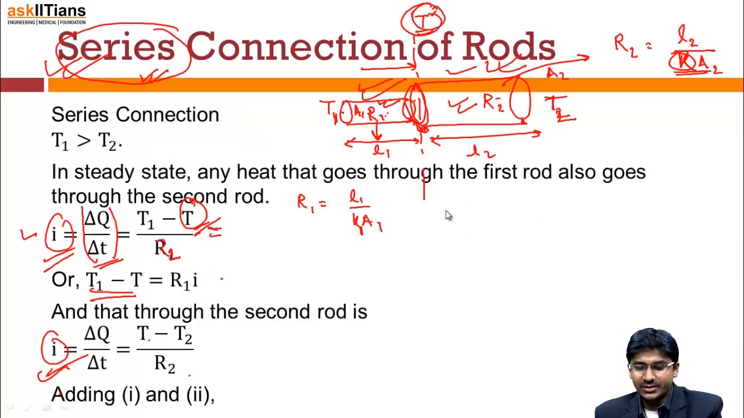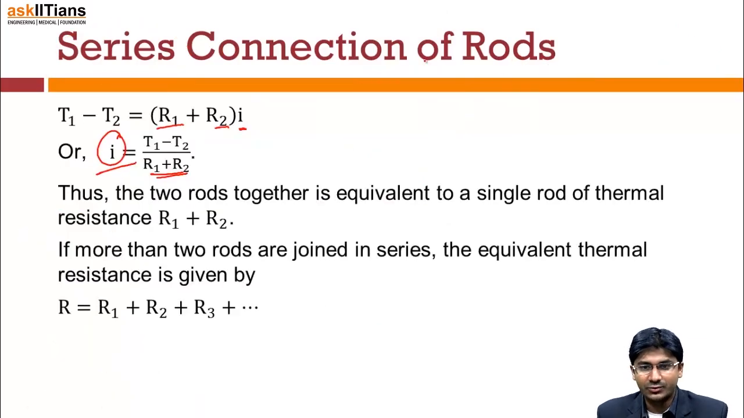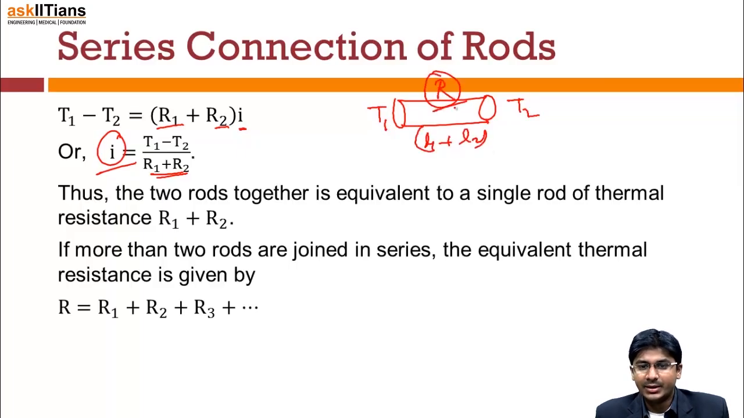Now if we consider this system as one, so that we can find an equivalent combination, that means we consider it like a single rod that has a temperature difference same as T1 minus T2, a length of L1 plus L2, and some resistance R. This value of R will be given by R1 plus R2, as is evident from the solution that we made here. So the two rods together are equivalent to a single rod of thermal resistance R1 plus R2.